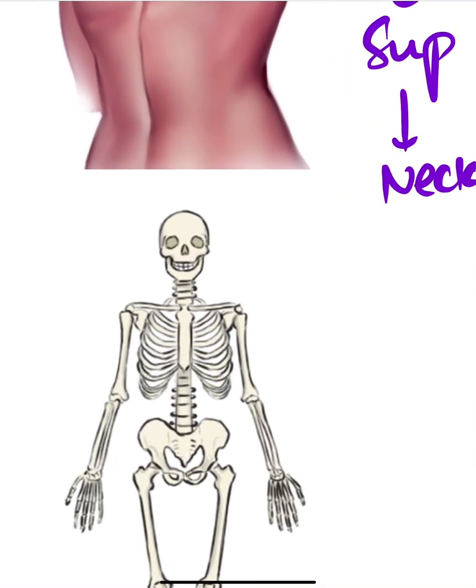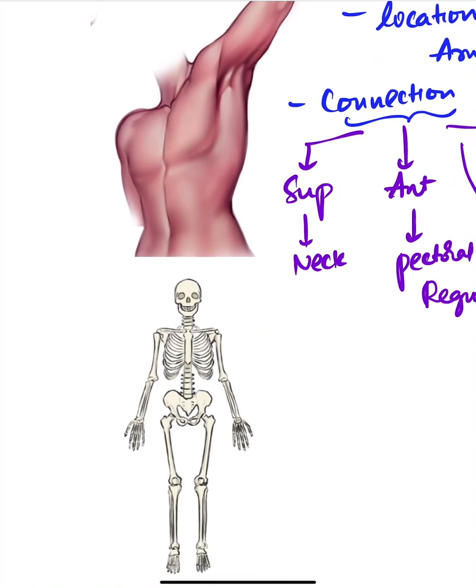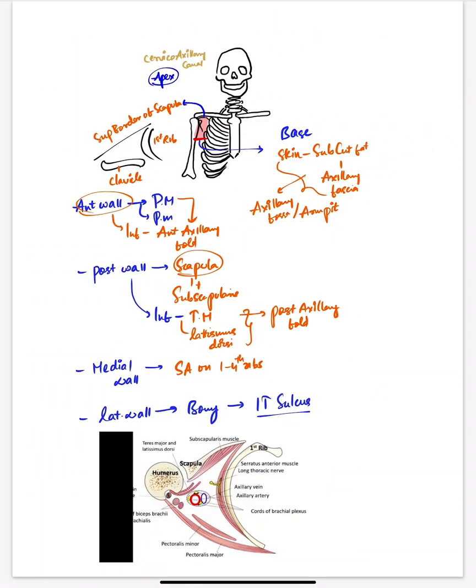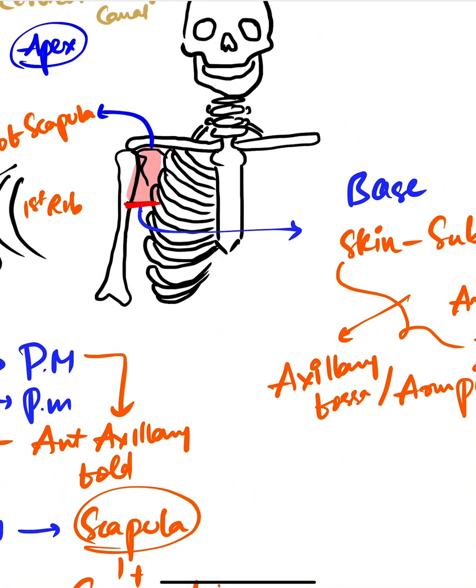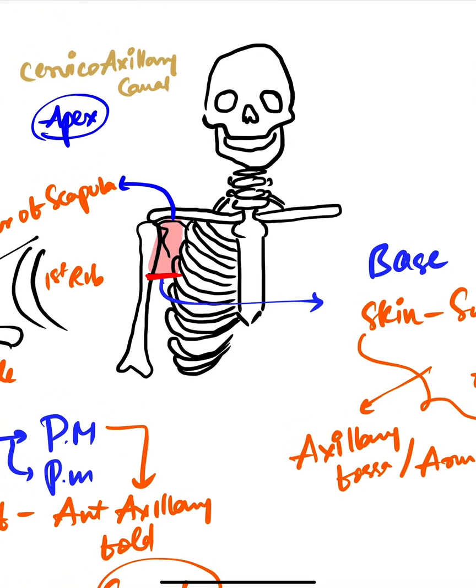In the skeleton, if we see, this region is called the axilla. Superiorly it communicates with the neck, inframedially with the thoracic wall, infralaterally with the upper limb. These are all the connections of the axilla. Now coming to the things we have to learn about the axilla. The axilla is a pyramidal shaped structure, so it will be like this. This is called the apex, or also called the cervico-axillary canal.